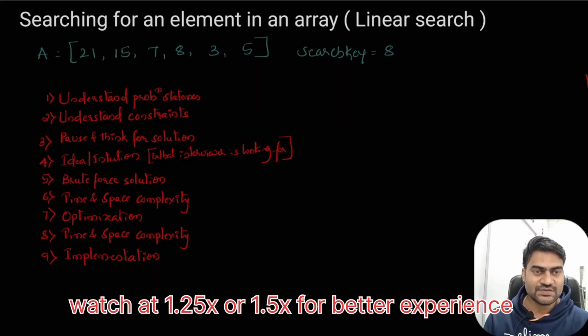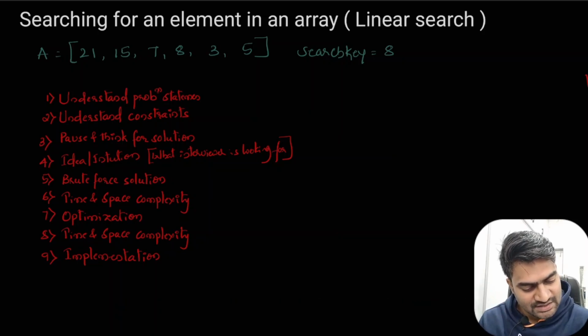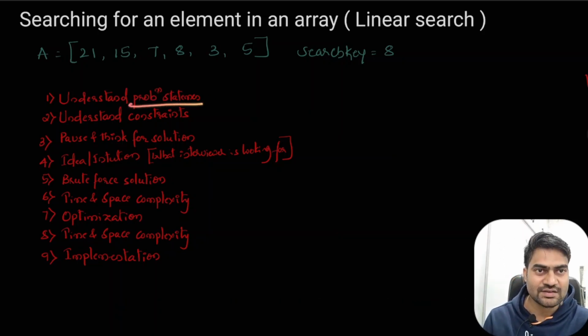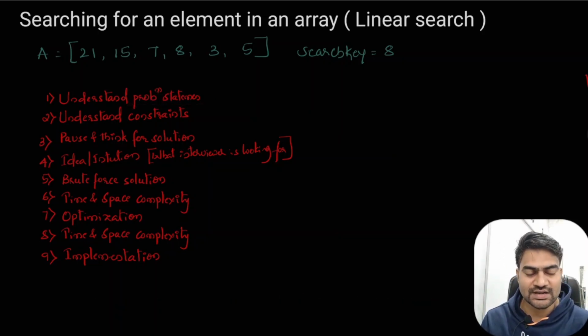Basically, first we will try to understand the problem statement. That's the main thing, because we should understand the problem properly, then only we will be able to solve it in the right way. Then we will try to understand constraints. Constraints is one of the main things we need to consider before proceeding with the solution.